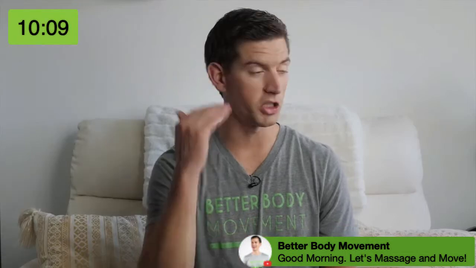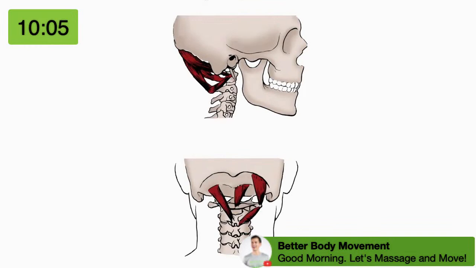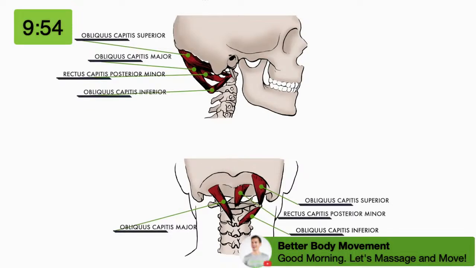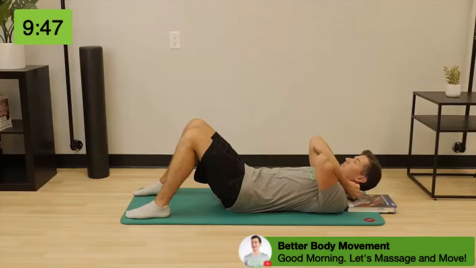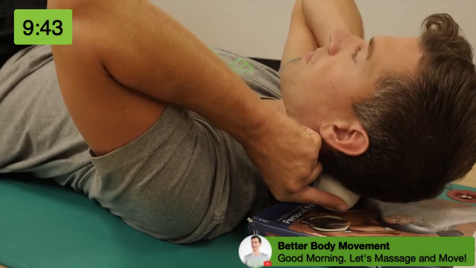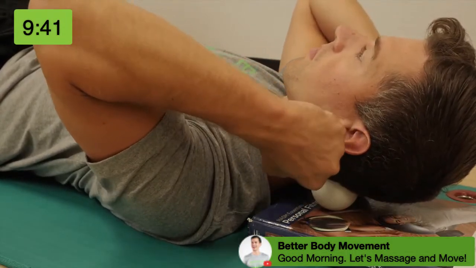Next, we're going to be working on the atlantoaxial junction and the rest of the cervicals. The first muscles for us to focus on are at the atlantoaxial junction, and they are called the obliquus capitis major, obliquus capitis superior and inferior, and the rectus capitis posterior minor. Once we have worked through those, we will work on the rotatories and the semispinalis cervicis. Laying on your back with a book under your head and neck, place the lacrosse balls directly in line with the junction of the head and neck.